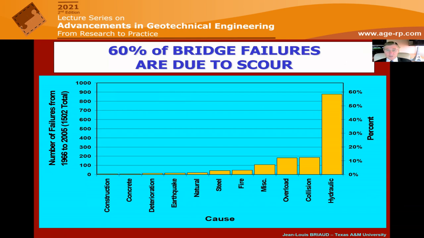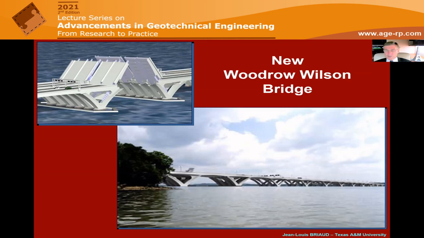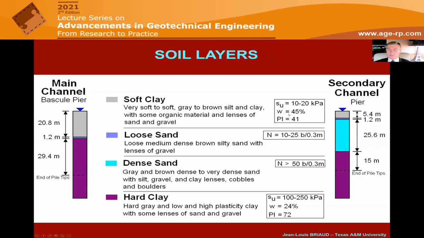So there was a problem with the old bridge, and a new bridge was going to be built. Here are the soil layers. There's a main channel and a secondary channel. Let's concentrate on the main channel because that's the deepest part of the river. So we have soft clay, organic soft clay right here, 20 meters. And below that, 30 meters of hard clay. Some dense sand, loose sand layer, but very small. So soft organic clay over hard clay: 20 meters soft clay, 30 meters hard clay.